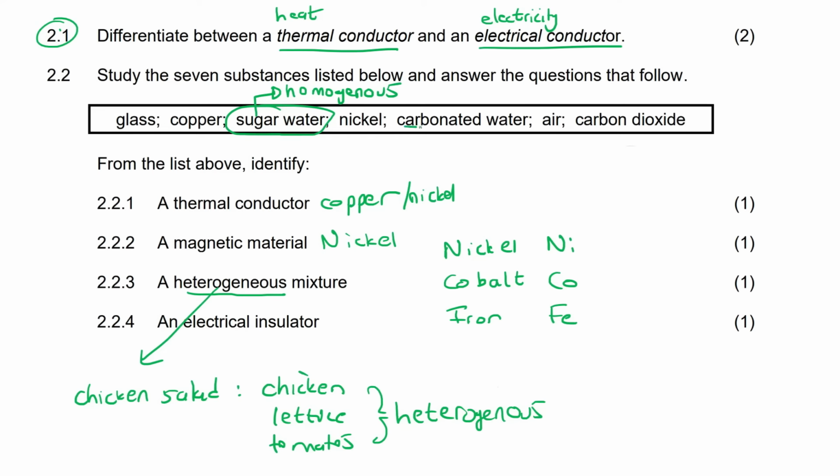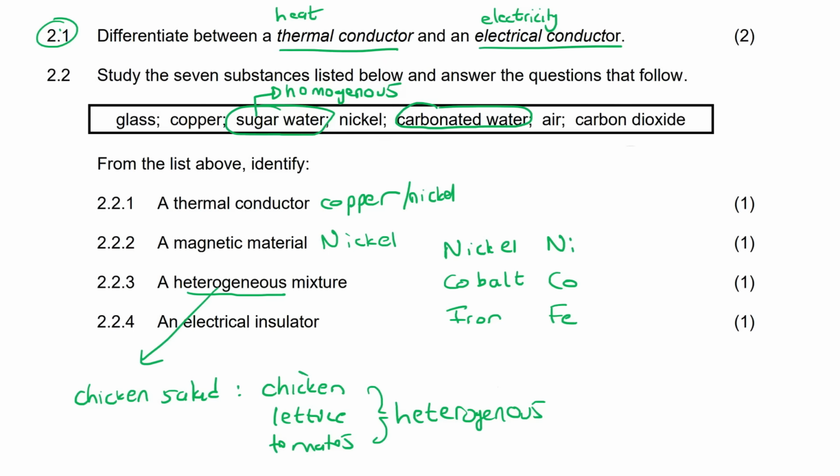Now, carbonated water, if you go look on the internet, some people will say this is heterogeneous and some would say it's homogeneous. Let me explain. If you go buy soda water from a shop and the bottle has not been opened, it will look like plain water. So that would be homogeneous. However, and this is where the question gets a little bit wrong, it could be both heterogeneous or homogeneous.